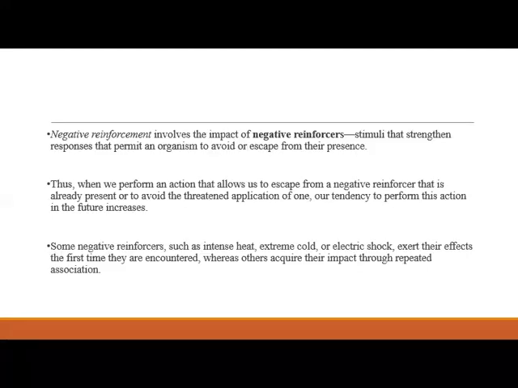Now, negative reinforcement involves the impact of negative reinforcers. These are stimuli that strengthen responses that permit an organism to avoid or escape from their presence. Thus, when we perform an action that allows us to escape from a negative reinforcer that is already present, or to avoid the threatened application of one, our tendency to perform this action in the future increases. Some negative reinforcers, such as intense heat, extreme cold, or electric shock, exert their effects the first time that they are encountered, whereas others acquire their impact through repeated association.